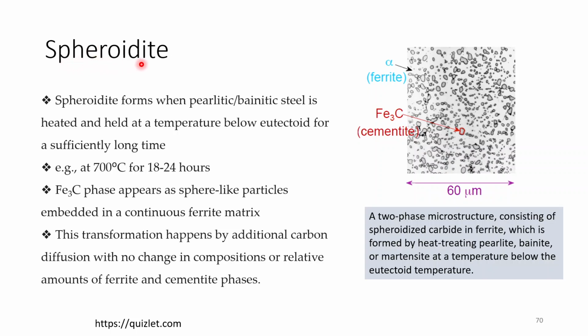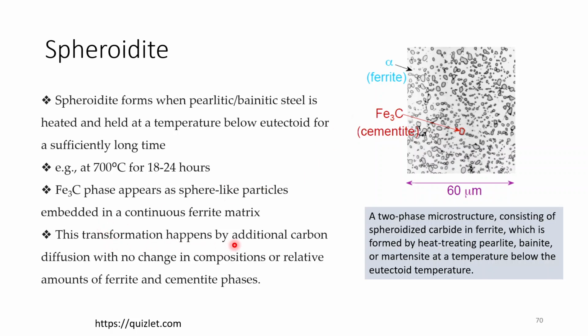Then spheroidite. Spheroidite forms when pearlitic or bainitic steel is heated and held at a temperature below the eutectoid for a sufficiently long time. An example is at 700 degrees Celsius for 18 to 24 hours. The cementite phase appears as sphere-like particles. As shown here, Fe3C is cementite, and the remaining white part is alpha ferrite.